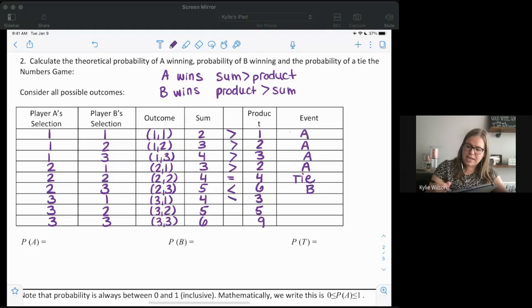4 is bigger than 3. So that means that A wins. Then for the next one, 5 and 5. Oops, I made a mistake. Sorry, I should say 5 and 6. 3 times 2 is 6, not 5. So 6 is bigger than 5, so B wins. And finally, 6 and 9. 9 is bigger than 6, so B wins. Just like that.